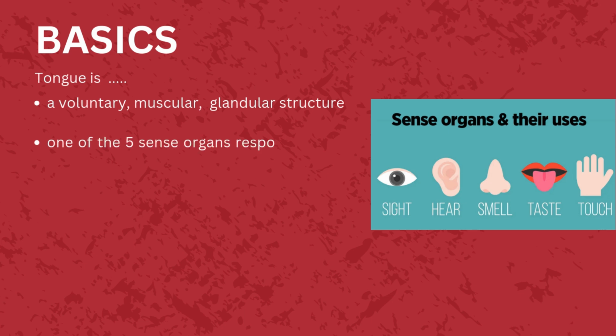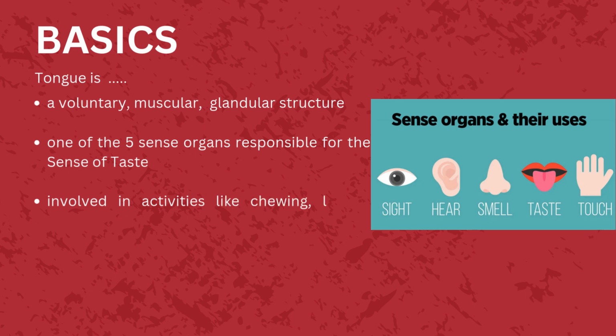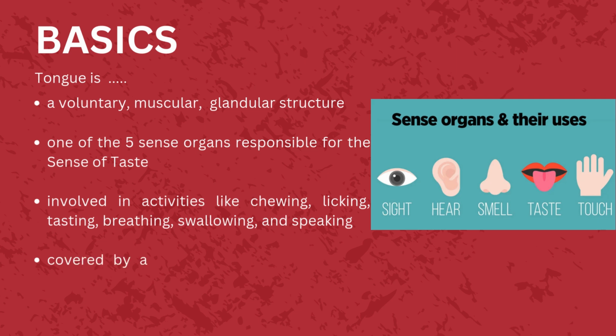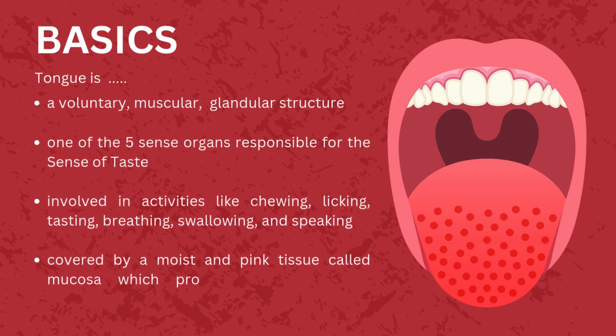One of the most important jobs of tongue is to help you taste. It is one of the 5 senses we use to experience the world, just like sight, hearing, touch, and smell. So, tongue is responsible for the taste. But that's not all. Your tongue helps with a lot of other things too, like chewing, licking, breathing, swallowing, and even speaking. The surface of the tongue is covered with a special soft pink tissue called mucosa. This tissue is great because it helps to protect the tongue, it keeps it moist, and it makes it easier for it to do its job.